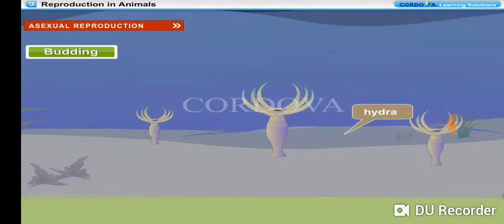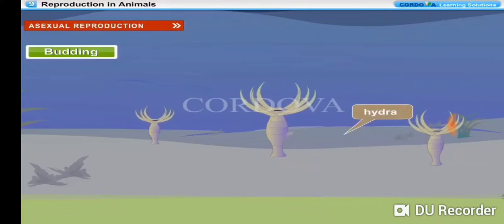In hydra, first, a small outgrowth called bud grows on the side of its body. This bud then gradually grows to form a small hydra by developing mouth and tentacles. The daughter hydra detaches itself from the body of the parent hydra. This daughter hydra then grows into an adult organism.